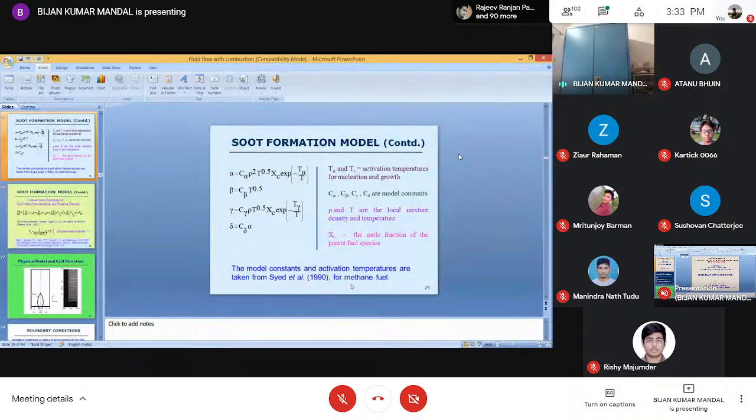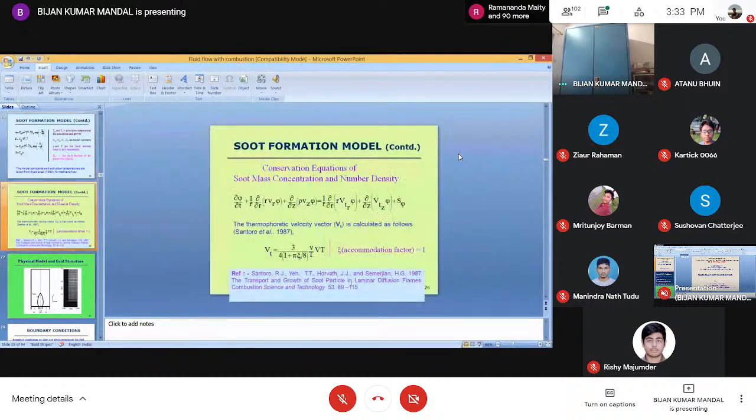Okay, these are the different values, and I'm not going into details of that. So these are the different values, alpha, beta, gamma, that we have taken from the literature. Now, one more thing is the conservation equation of soot mass concentration. Whatever I have shown previously, there is a source term, which is denoted by S phi dot. You can see this is a general equation.